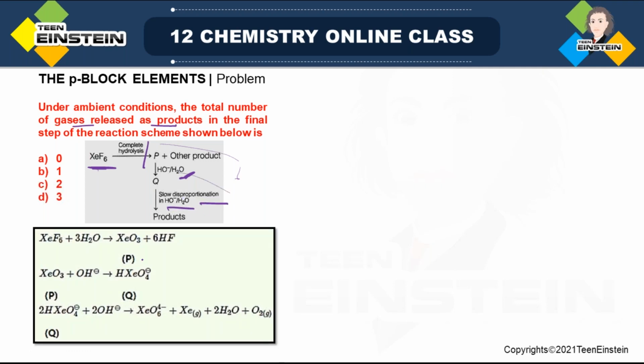And this P, that is the first product, is actually xenon trioxide. And xenon trioxide, in presence of alkaline medium, first produces Xenate ion. So this is Xenate ion, HXeO4 minus, which is basically Q. Now this Q, this is P, reacts further, this is the third step, this is number 1, number 2, number 3.